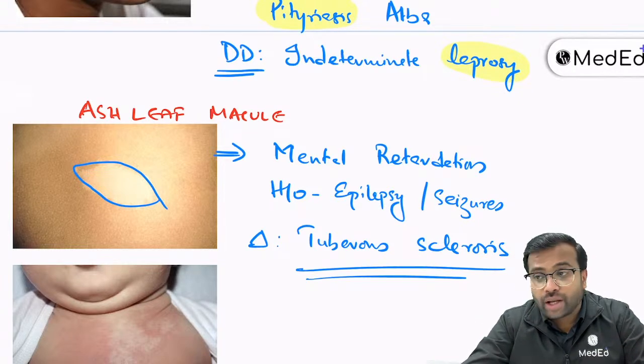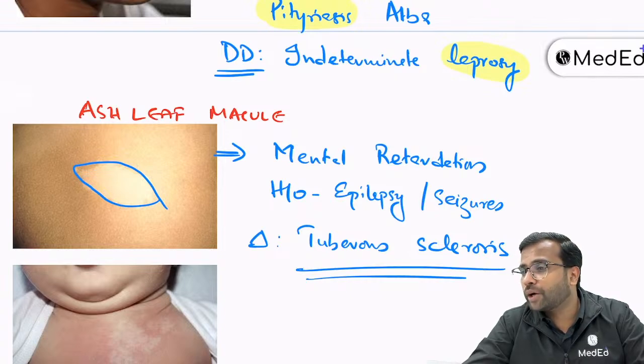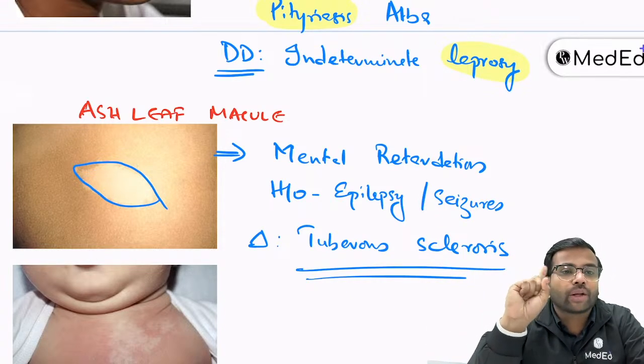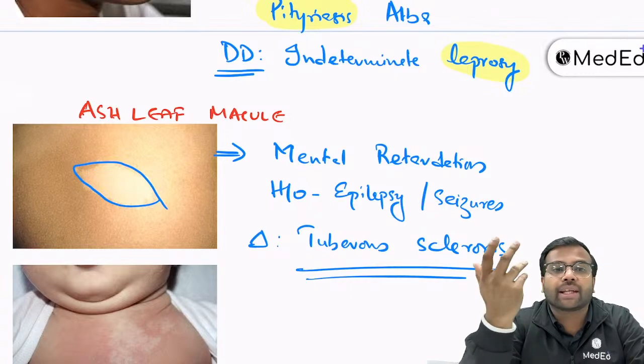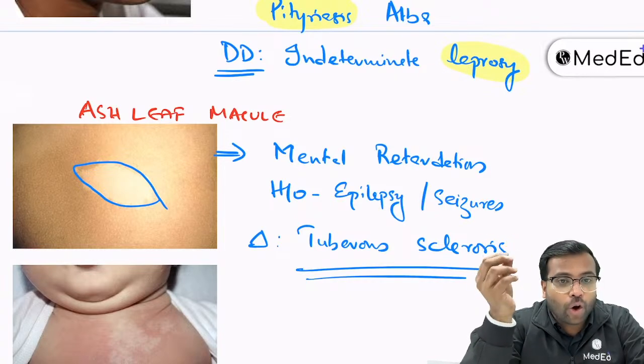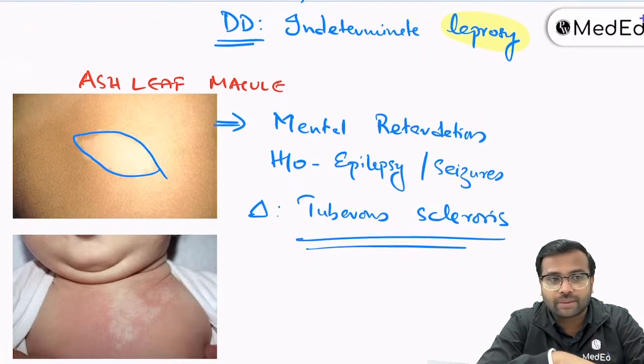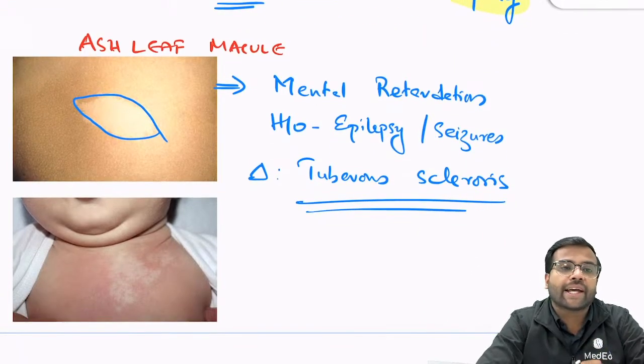Yeah, lanceolate shape, hypomelanotic ash leaf macule. All these things are correct. So this ash leaf macule can be seen in tuberous sclerosis, another autosomal dominant disease. Okay, autosomal dominant disease. Now let us see the next patient.